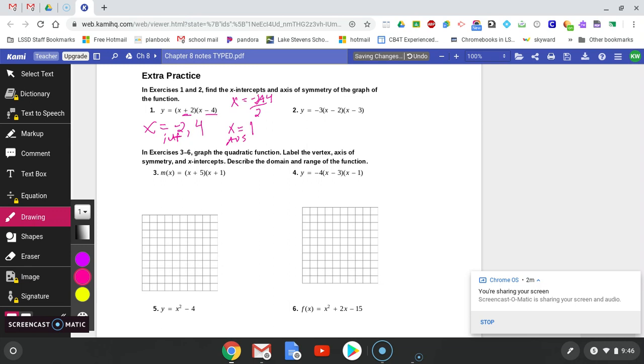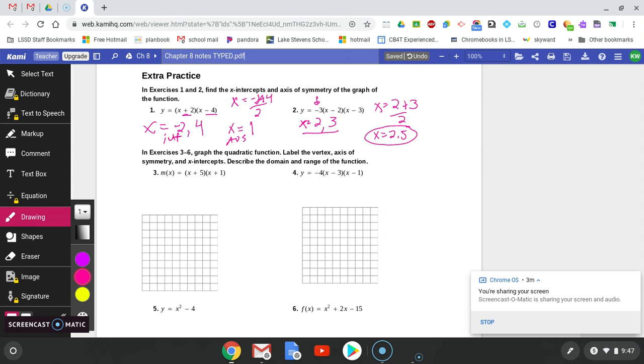Try number 2. For this one, the a term, again, doesn't affect any of those things. So my x-intercepts are going to be at a positive 2 and a positive 3. When I average those two, I get 2.5. So my axis of symmetry is the equation x equals 2.5, and I've got two intercepts at 2 and at 3.